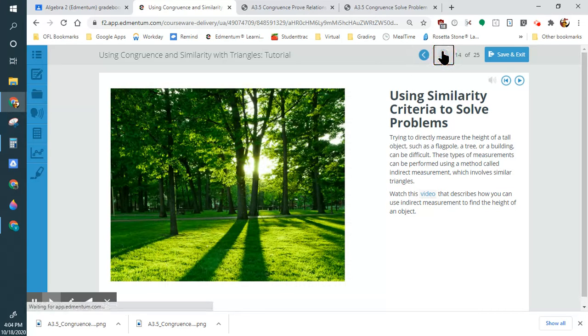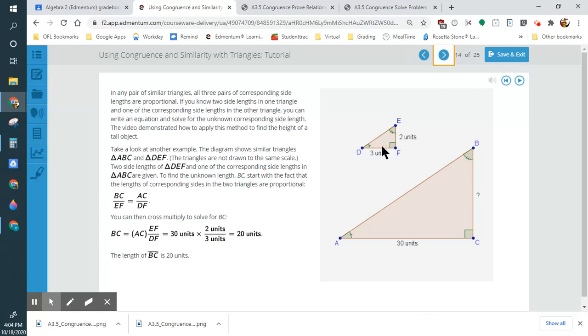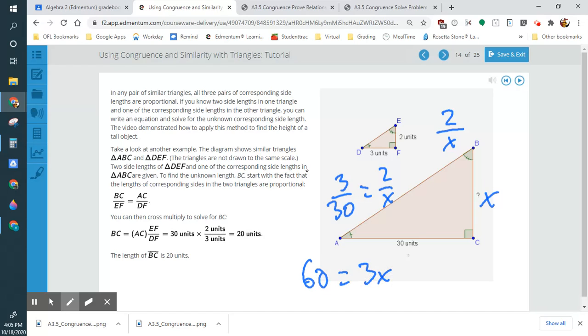So now we're going to talk about similarities to help solve problems. This idea has to do with proportionality. So think of it this way. If this side is over 30, then 20 is going to be over x. We're going to say that these two are equal to each other, so we can cross multiply. We get 60 equals 3x, and we find that x equals 20.